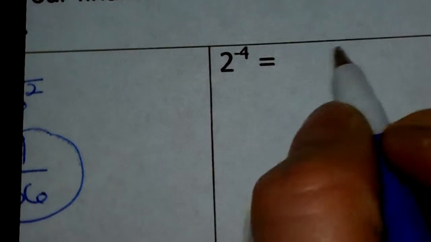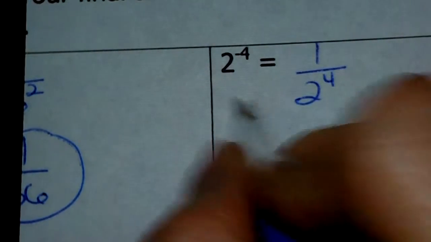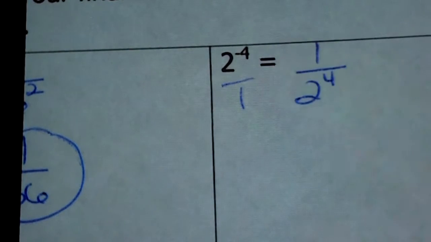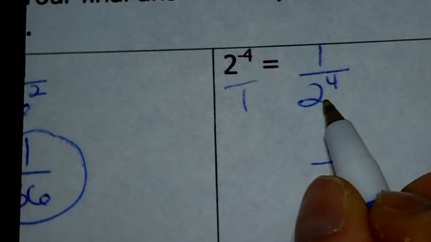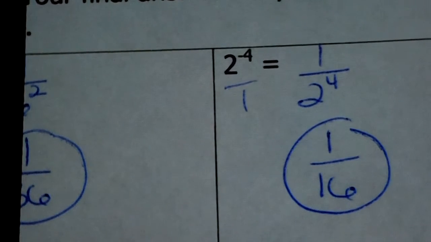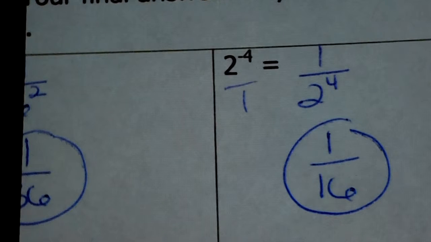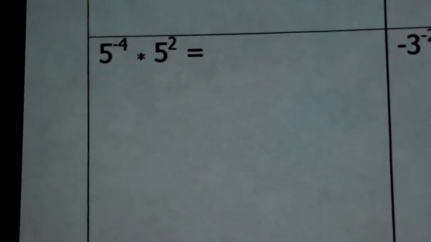2 to the negative fourth power is equivalent to 1 over 2 to the positive fourth power. Again, when you push that to the bottom, you clean up the negative exponent. And 2 times 2 is 4, times 2 is 8, times 2 is 16. So 2 to the negative fourth power is equivalent to 1/16. Maybe you're thinking, oh, this is not so bad. That's what I want. Okay, now I go ahead and I throw 2 numbers at you.